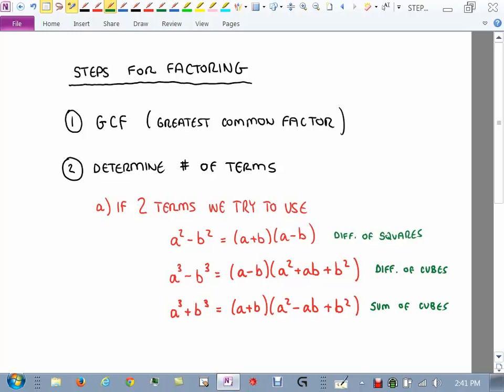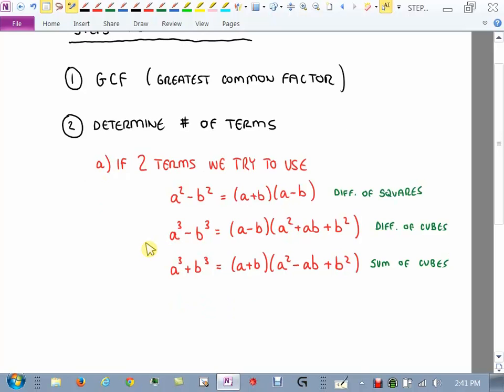Is there a sum of squares formula? No, there is not. These are the only 3 common formulas that we have. And so those are the ones that you should be thinking about. So let's back up again. You always try to pull the GCF out. You get that done. After that, you count the number of terms. If there are 2 terms, you hope that what's still there looks like one of these 3 things. If it does not look like one of these 3 things, you're probably done factoring at that point. You can't do any more.